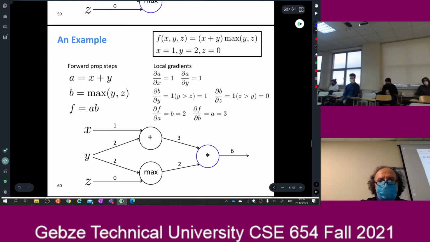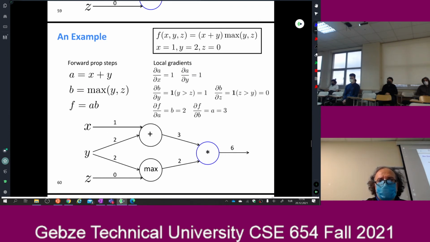This is good. When I come to this one, the derivative of f with respect to a is going to be b, which is 2, and the derivative of f with respect to b is going to be a, which is 3 here. So by the chain rule, I know what to do. If I come back, I can calculate this one, and this one, and that one.